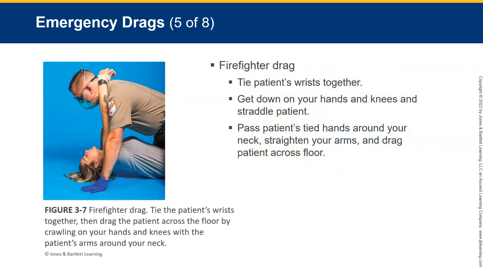And then a firefighter drag. As you see in the picture, the patient's arms loop up around you and you use that as the pulling device. The firefighter drag enables you to move a patient who's heavier than you are. You tie the patient's wrists together with anything that's handy. Make sure you don't impair their circulation, though. That can be a bit of a problem. Get down on your hands and knees and straddle the patient. Pass the patient's tied hands around your neck, straighten your arms, and drag the patient across the floor by crawling on your hands and knees.